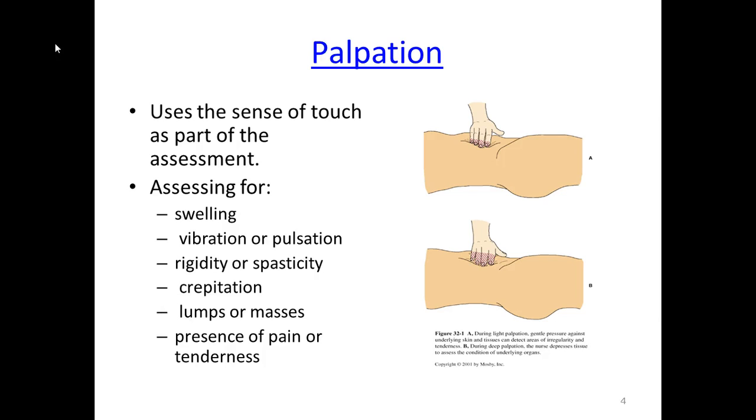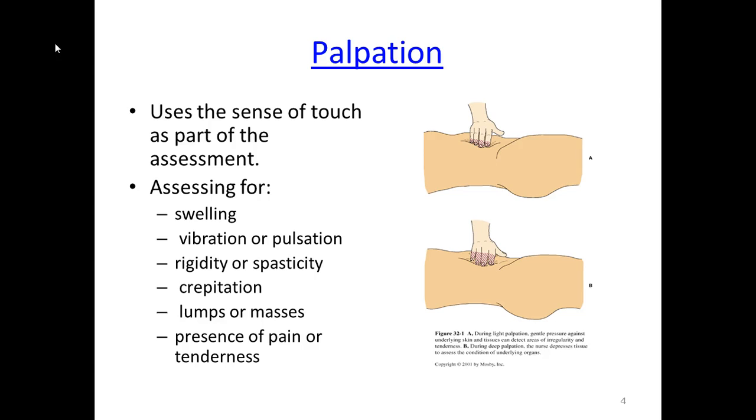Palpation. Palpation uses a sense of touch as a part of the assessment. What we're looking for is we're assessing for swelling, any type of vibration or pulsation, rigidity or spasticity, crepitation. Crepitation is like air popping underneath the skin, lumps, masses, presence of pain, or tenderness.